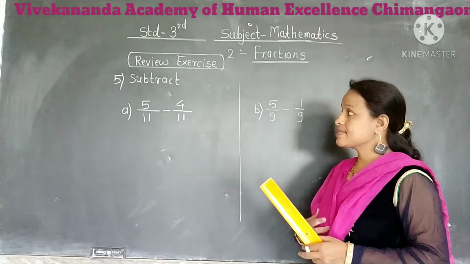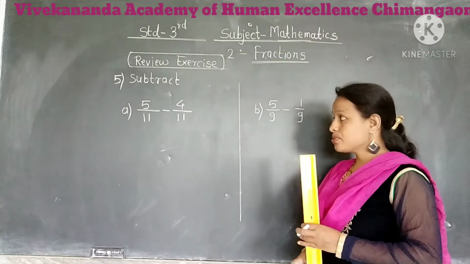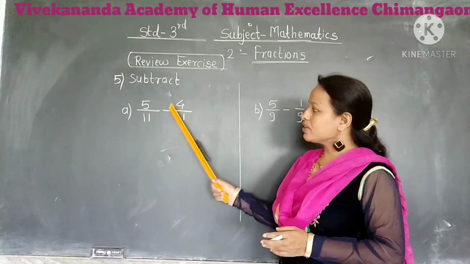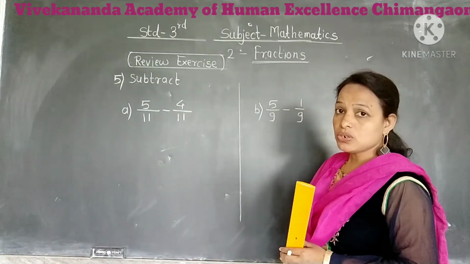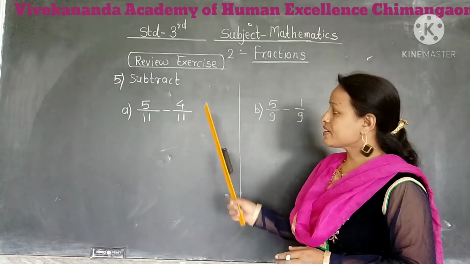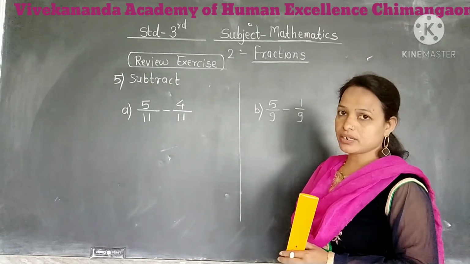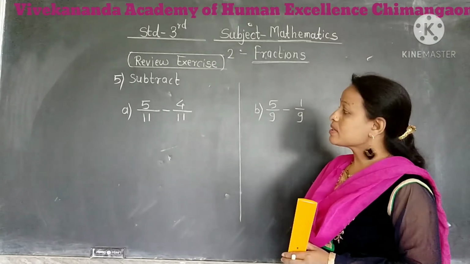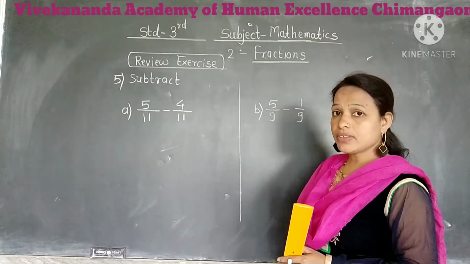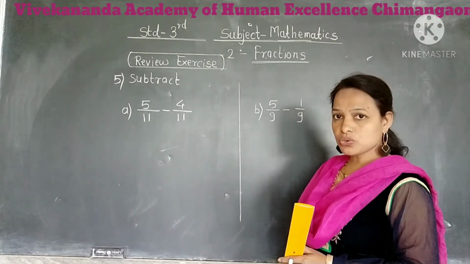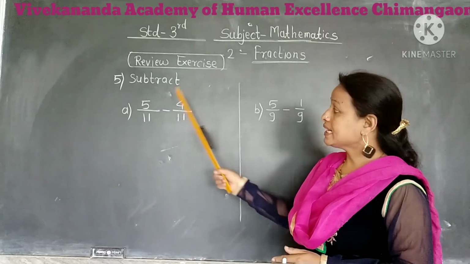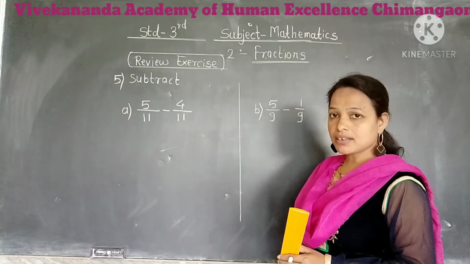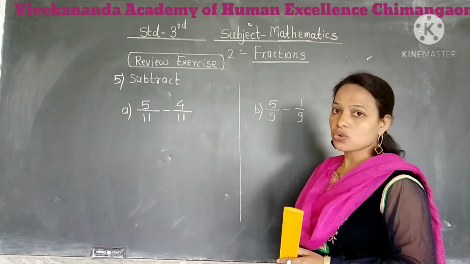Next, question number 5. Subtraction of fractions. So here, let's see the first example. 5 upon 11 minus 4 upon 11. In this example, these fractions also have the same denominator. These are like fractions. So how to subtract them? Subtraction of two fractions having the same denominator is equal to the difference of their numerators upon common denominator.